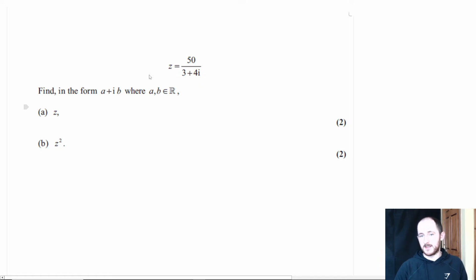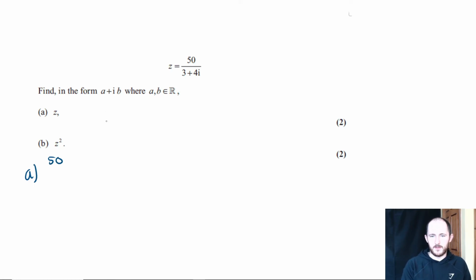And yeah, this looks a bit strange, but z is equal to 50 over 3 plus 4i. Finding the form a plus ib, z and z squared. So basically, it just wants us to rationalise the denominator for part A. You might just think, oh, I can just rewrite the same thing, but look, a plus ib. So we're actually going to be rationalising the denominator. Again, it's not technically called that, but we're going to be doing the division itself.